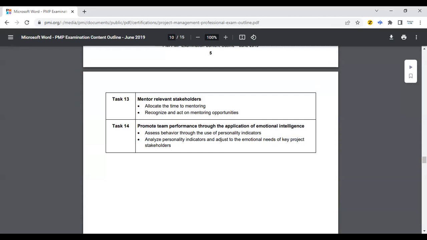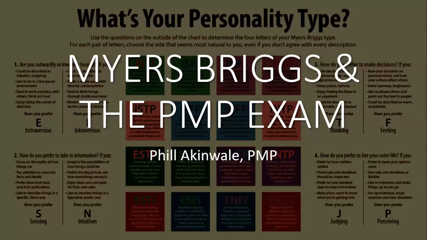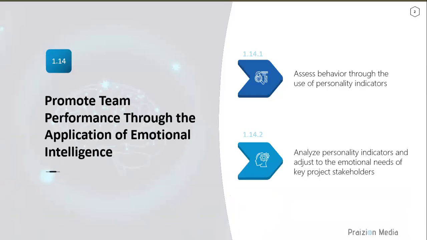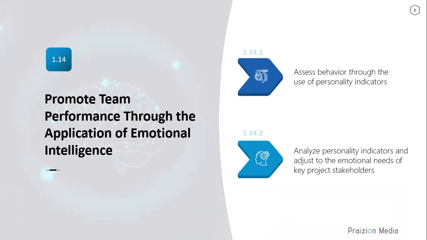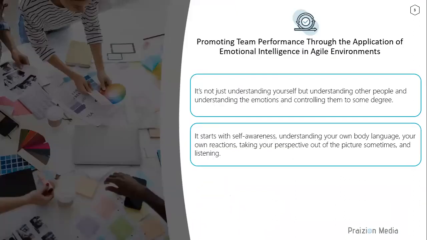Now, you do know that the most popular personality indicator is Myers-Briggs. So Myers-Briggs is much talked about on this exam. Assess behavior and analyze these personality indicators. Now, in the world of Agile, it's not just about yourself. Understanding the emotional needs of others is important, but it starts with self-awareness and understanding of your own body language, what you are letting out, your own reactions, taking your perspective out of the picture and listening.